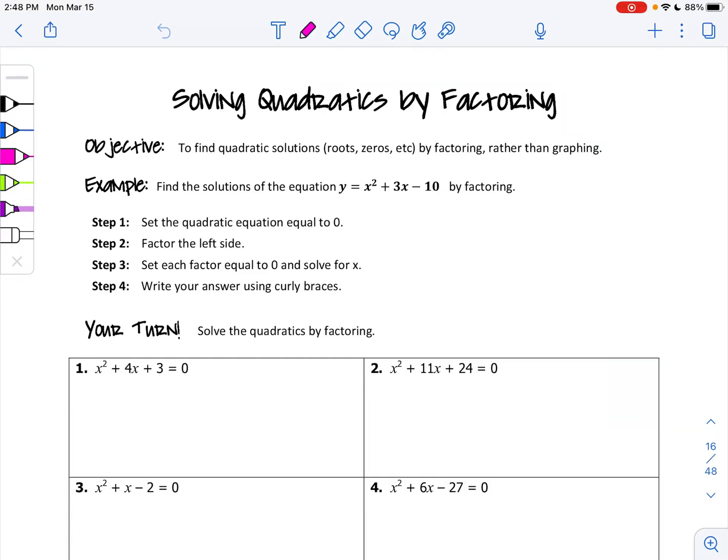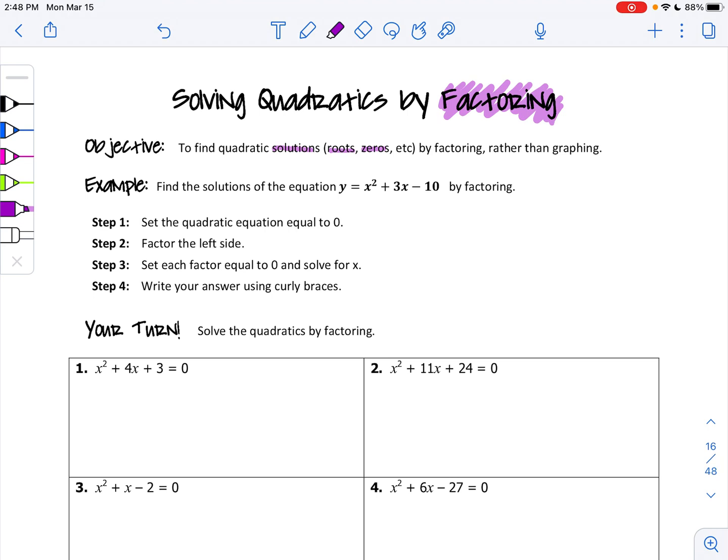In this lesson, we're going to continue looking at solving quadratics. However, we're going to be solving quadratics by factoring rather than by graphing. So we're still finding the solution or roots or zeros like we talked about in our previous lesson, but we're going to be doing it by factoring.